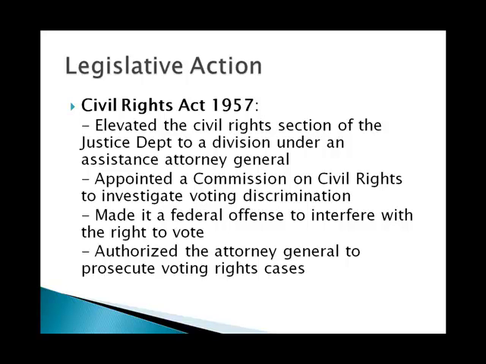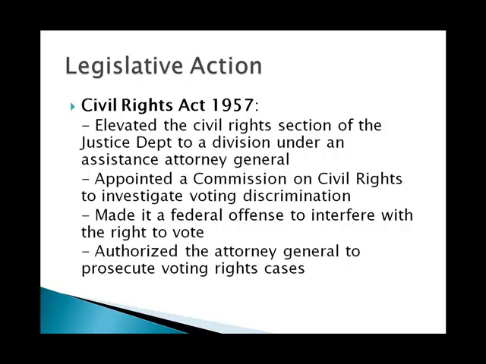You remember the 1875 Civil Rights Act had been the most sweeping civil rights legislation of the 19th century, but was very quickly overturned by the Supreme Court in those cases in 1883 and then in Plessy versus Ferguson. In 1957, the Civil Rights Act that passes elevates the civil rights section of the Justice Department to a division under an assistant attorney general.